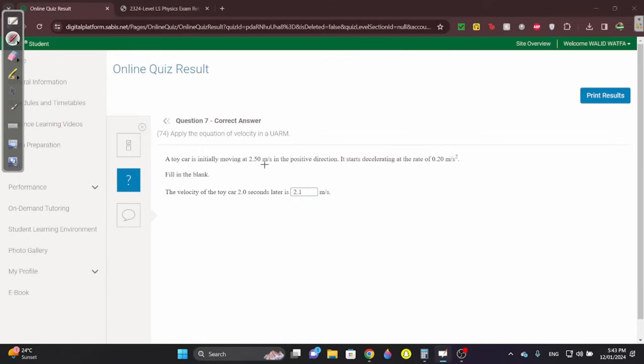Okay, a toy car is initially moving at 2.5, so the initial velocity is 2.5. It starts decelerating at 0.2, so the acceleration is negative 0.2. They want the velocity after 2 seconds. Since it's accelerating constantly, it's UARM. You have u, a, and t, so v equals at plus u. Velocity equals acceleration, which is negative 0.2 since it's decelerating, times the time, which is 2, plus u, which is the initial velocity, 2.5. So you get 2.1.